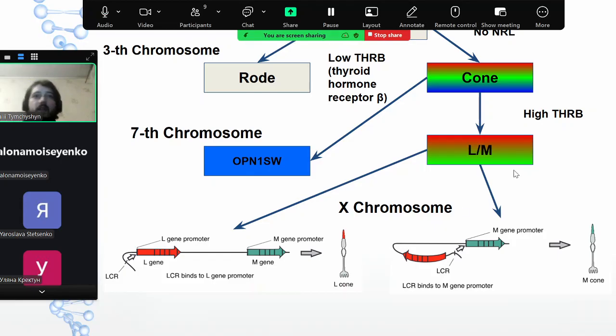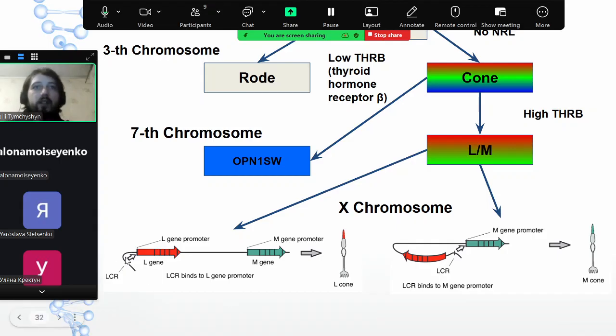And here is a pretty classical mechanism that maybe you have seen in the molecular biology course, but I will still remind you of that. These are two genes, one L gene and one M gene on the X chromosome. And how do we choose which one to express? Here are promoters of these genes and the part called LCR.